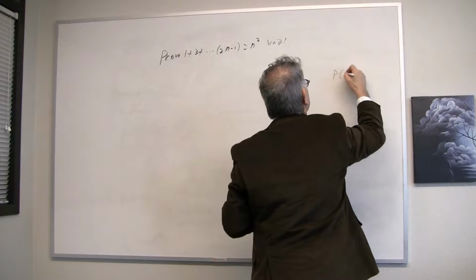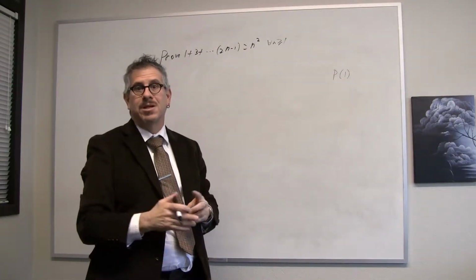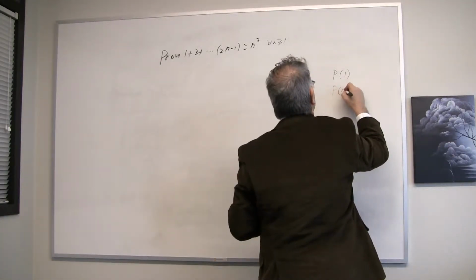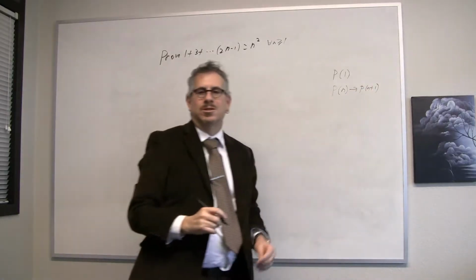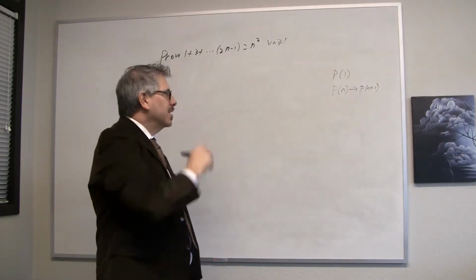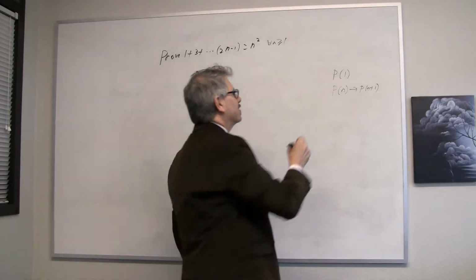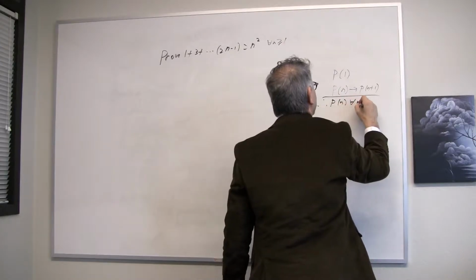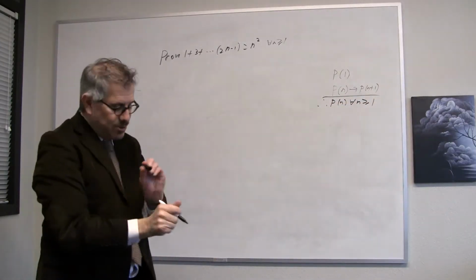One, we need a proposition, and we need to show that this proposition is true for some base case, say P of 1. And we also need to show that if P of n is true, then P of n plus 1 is true. Given those two things, then we can state by the principle of mathematical induction, therefore P of n for all n bigger than or equal to 1. But we need to do those three things.